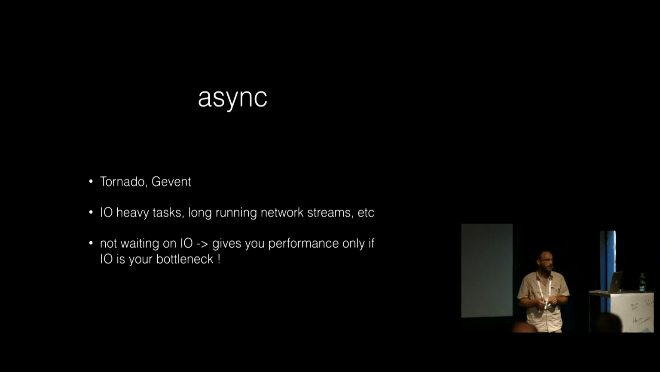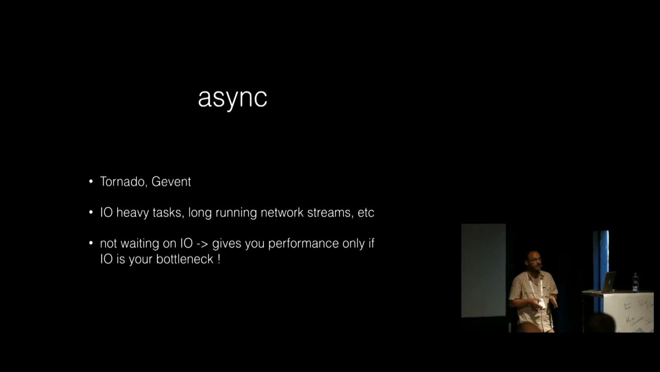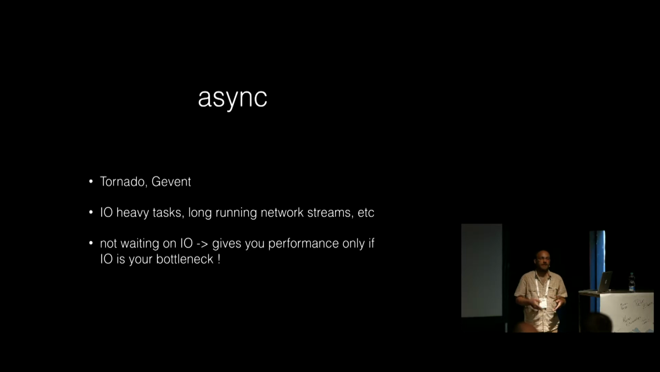uWSGI has support for Gevent and Tornado as a replacement for its own event loop. uWSGI uses the chosen or selected async event framework and connects it with the internal event management. So when you know Gevent or you know Tornado, it's just implemented or bound together internally in uWSGI.